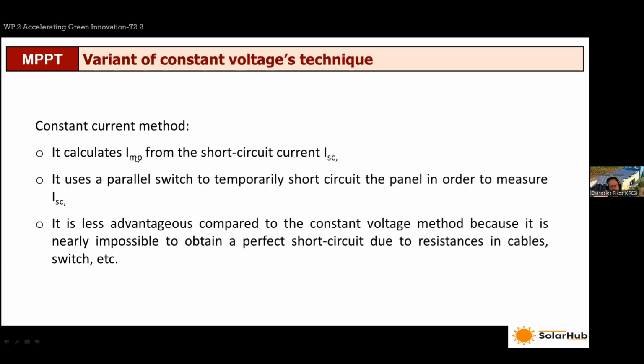Another problem here with this method compared to the constant voltage one is that you can never achieve a perfect short circuit because you always have some resistances in the cables. So especially if you have some distance between the PV panels and the inverter itself, then it's not precise enough. So in addition to the variability of K, you have also the insertion of some resistances from the cables that influence the accuracy.